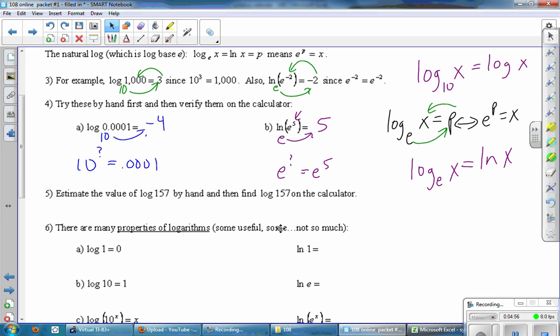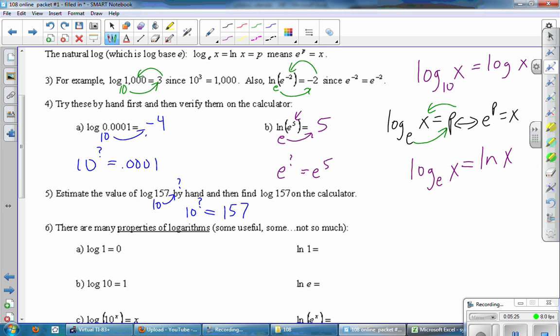Number 5. Estimate the value of log 157 by hand, and then find log 157 on the calculator. So you're going to pause the video in a moment and try to do this one by hand before you touch the calculator. The idea here is to, again, write in the invisible base. So this is saying 10 raised to some power is supposed to equal 157.